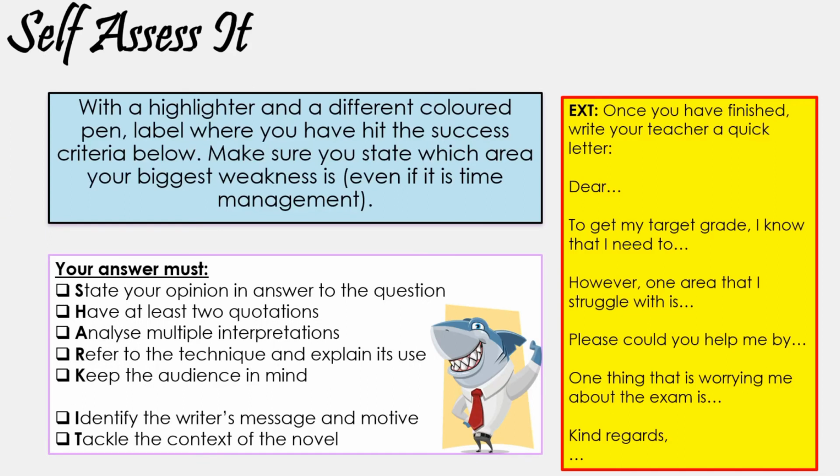Time to self-assess. Take a highlighter and a different coloured pen and label where your answer hits the success criteria below. Which of those bullet points would you say is the thing that you need to work on and improve on for next time? Pause the video, complete the self-assessment task, and then use the yellow box to write your teacher a nice little letter.